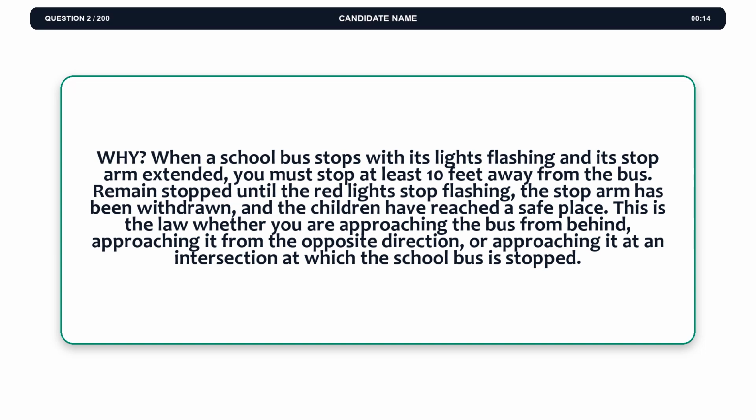Explanation. When a school bus stops with its lights flashing and its stop arm extended, you must stop at least 10 feet away from the bus. Remain stopped until the red lights stop flashing, the stop arm has been withdrawn, and the children have reached a safe place. This is the law whether you are approaching the bus from behind, approaching it from the opposite direction, or approaching it at an intersection at which the school bus is stopped.